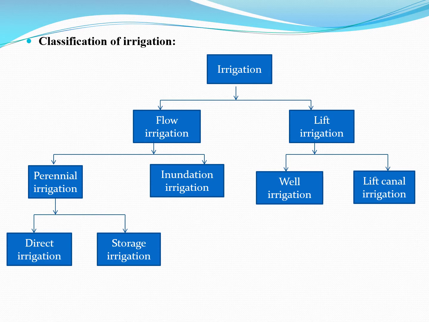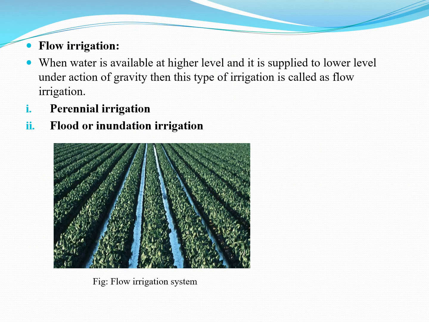And the perennial irrigation also divided into two categories. First one is direct irrigation and second one is storage irrigation. So let's start from the first type, that is flow irrigation.